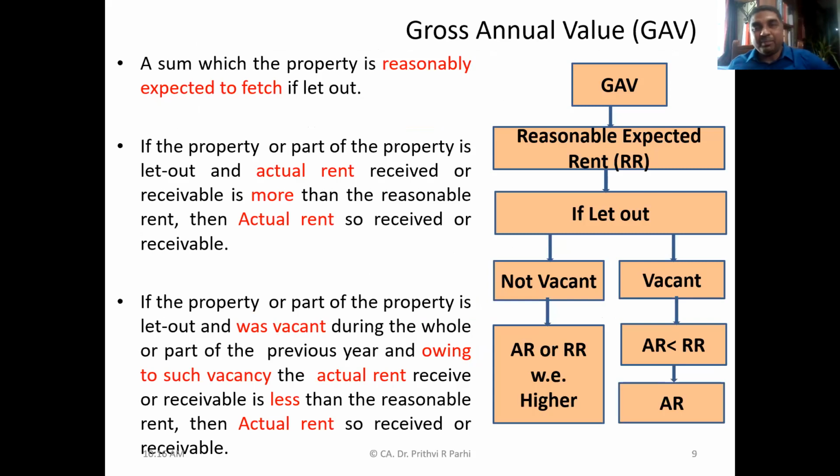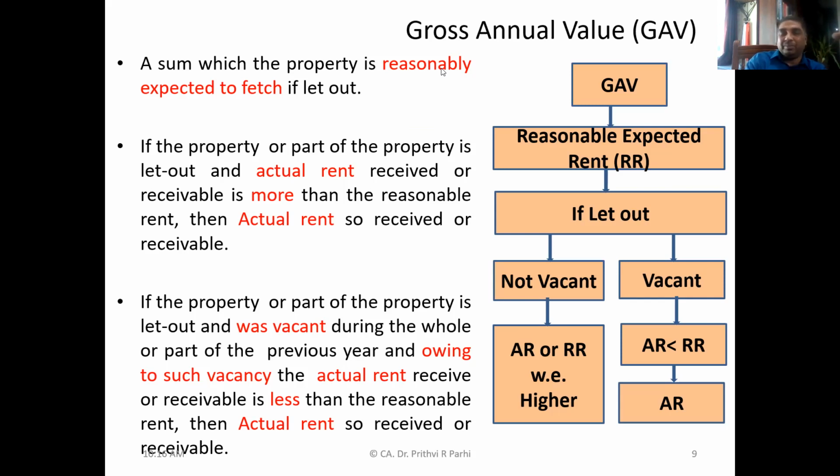Okay. Now, with that background, let us learn how to compute the annual value of the house property. For that, we need to know what is gross annual value. Okay, now what is gross annual value? This chart will be explaining to you, but these texts are also relevant. It is the sum which the property is reasonably expected to fetch if let out. I think you'll be able to understand this sentence. It says which the property is reasonably expected to fetch. That means if this property will be given as rent, how much rent it will fetch. That is gross annual value.